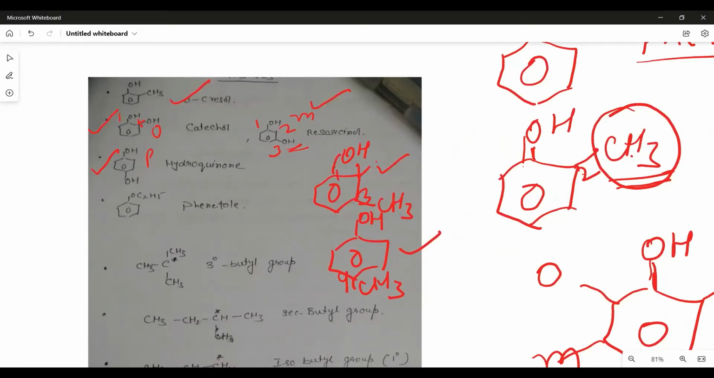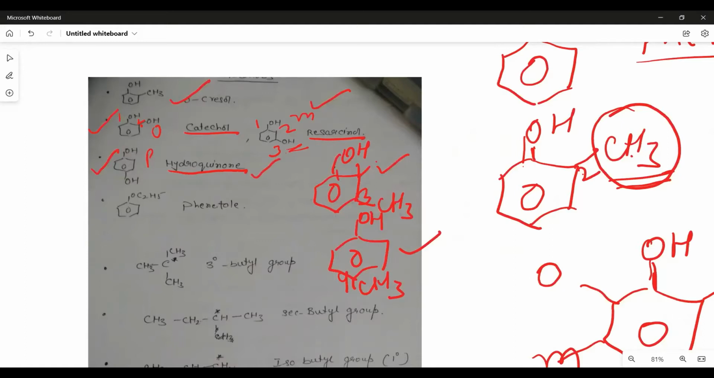Now if we see the common names, the 1,2 compound is catechol. This is resorcinol if it is 1,3. And if it is at the para position, it is known as hydroquinone. In that manner you can learn the common names of a few compounds also. So: cresol, catechol, resorcinol, hydroquinone.